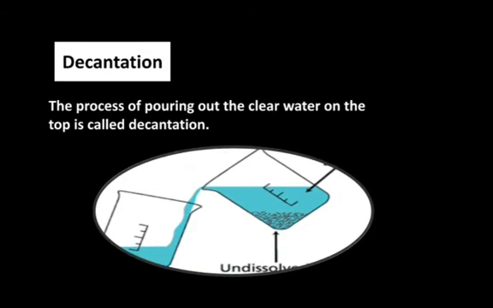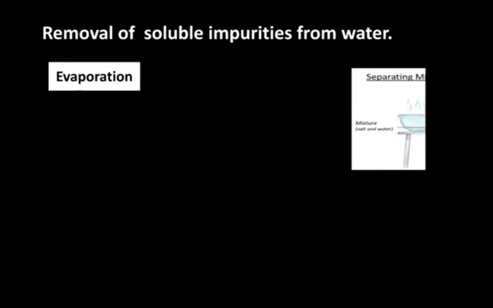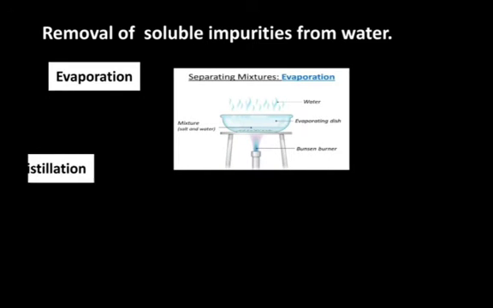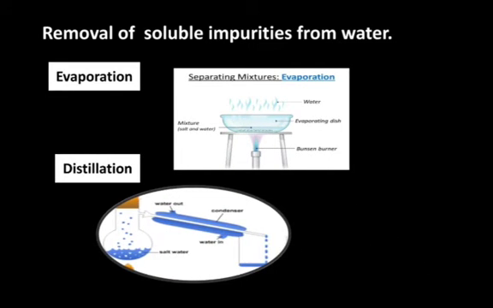Decantation. The process of pouring out the clear water on the top is called decantation. The clean water is decanted into another container. Now, we'll discuss the methods of removing the soluble impurities from water: evaporation and distillation.